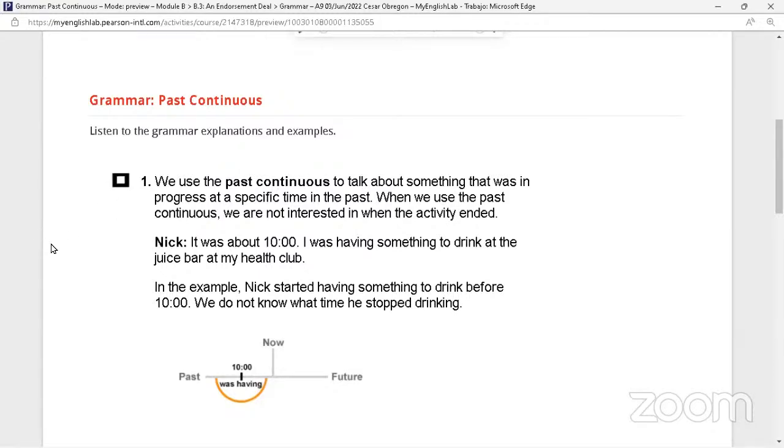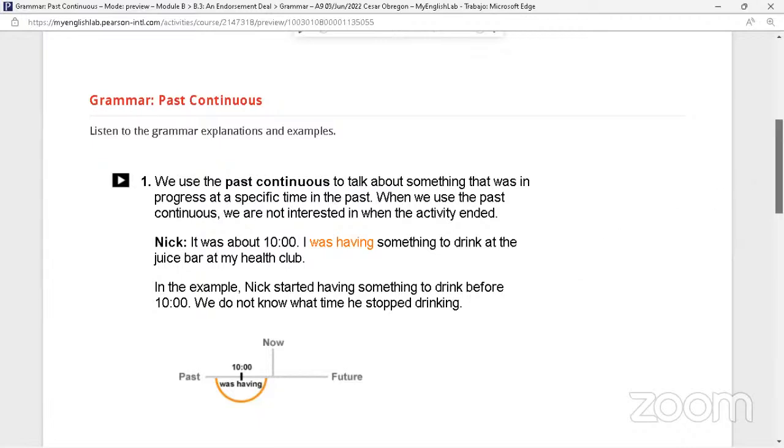We use the past continuous to talk about something that was in progress at a specific time in the past. When we use the past continuous, we are not interested in when the activity ended. It was about 10 o'clock. I was having something to drink at the juice bar at my health club. In the example, Nick started having something to drink before 10 o'clock. We do not know what time he stopped drinking. Any questions? No, everything is good.